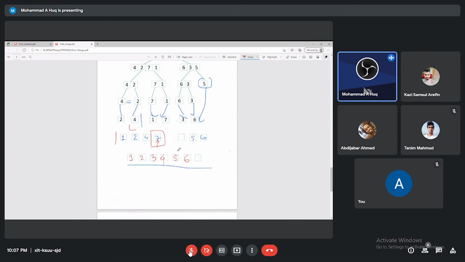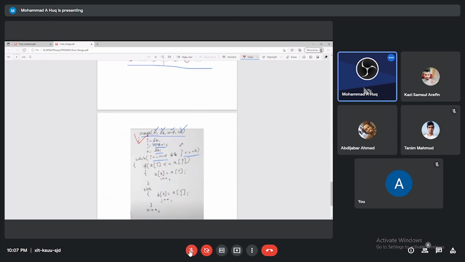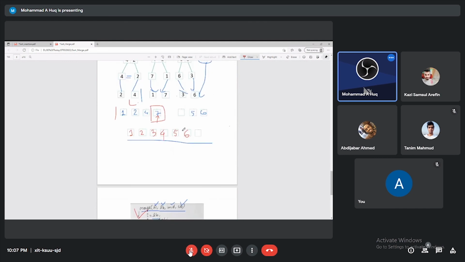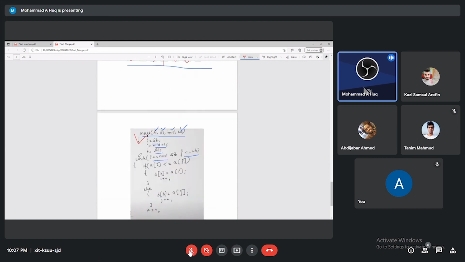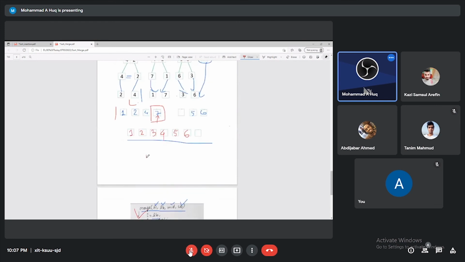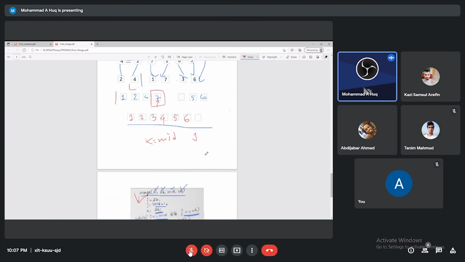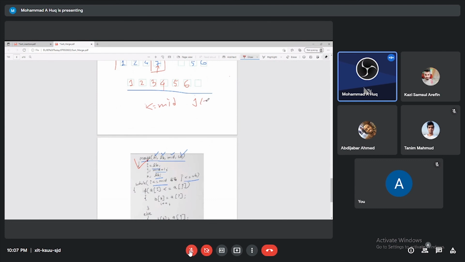Okay, the rule is when your I is less than or equal to... this got jumbled, okay? As I said, let me arrange it today: j is less than or equal to upper bound.